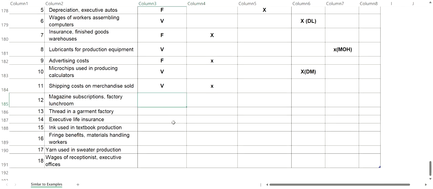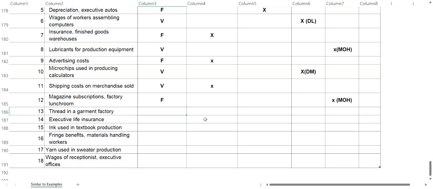Number 12, magazine subscriptions for the factory lunchroom. So usually you pay a set amount a year for magazine subscriptions. So we're going to put fixed. Now, since it is for the factory lunchroom, it's going to be factory related. And so we will put it as part of manufacturing overhead, put it in the indirect cost column.